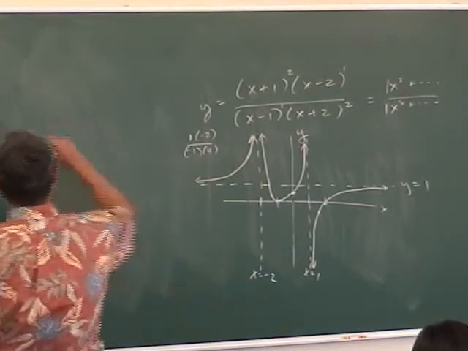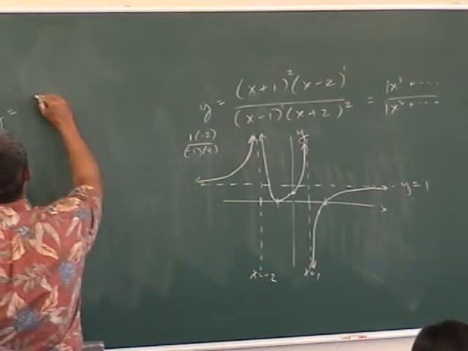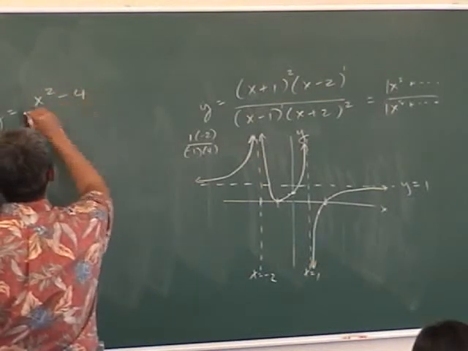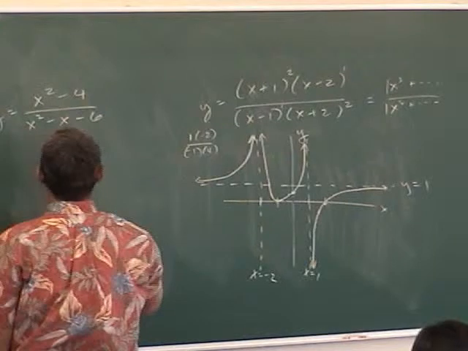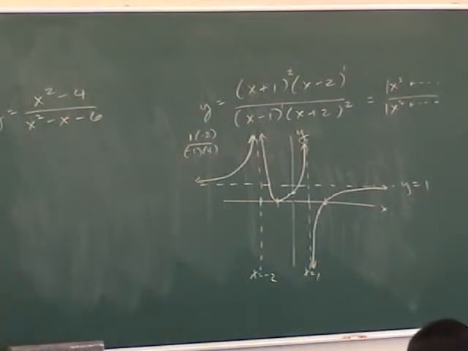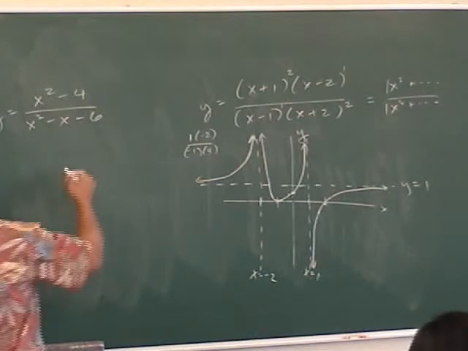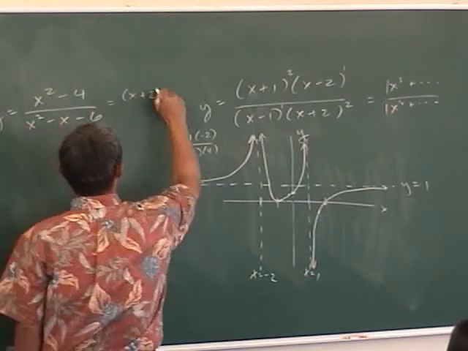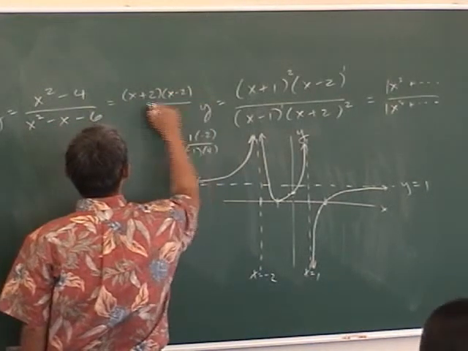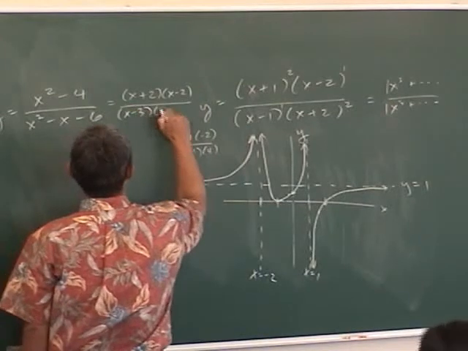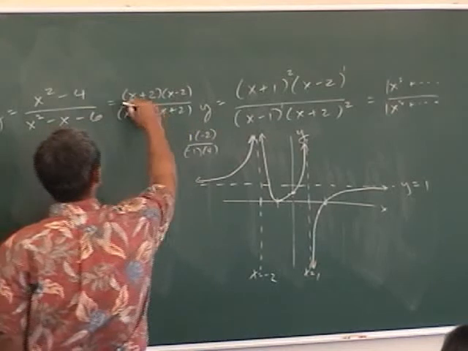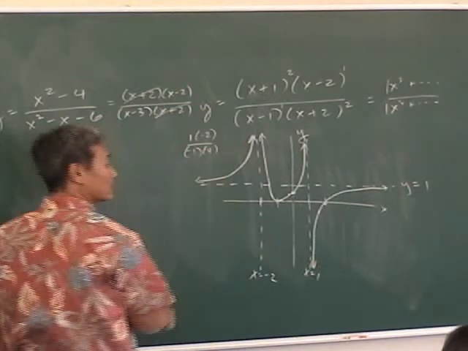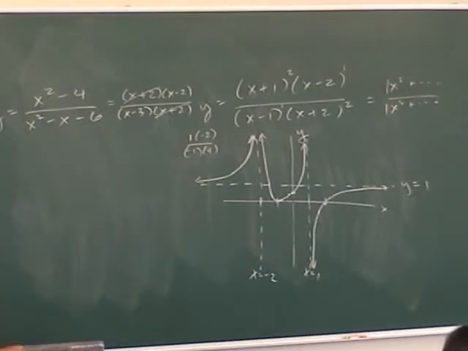Okay, next example. y equals (x squared minus 4) over (x squared minus x minus 6). You probably have a problem like this on today's homework. Okay, now what you might want to do, it's up to you. Some of you can do this in your head. You might want to put it in factored form. I can cancel x plus 2. What happens when you cancel factors? What's going to happen?